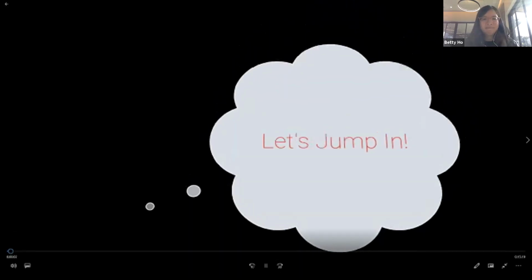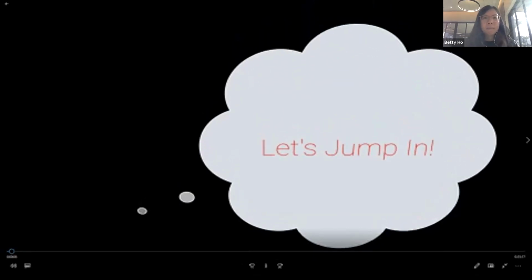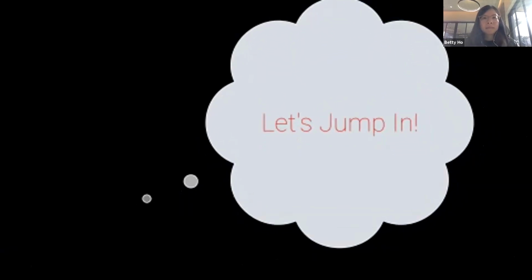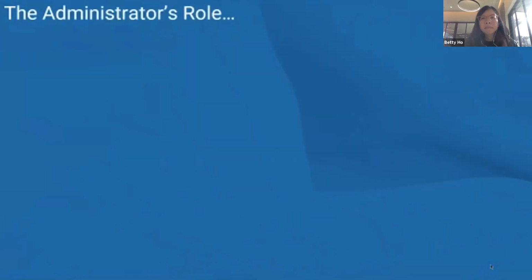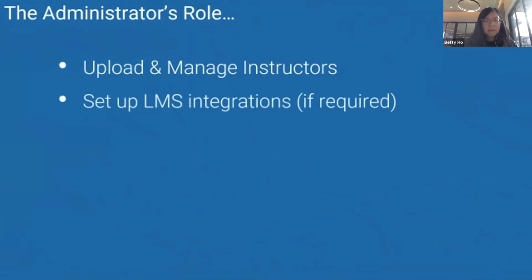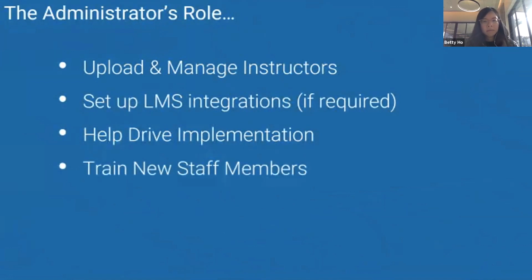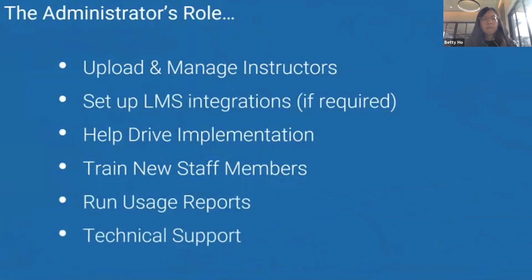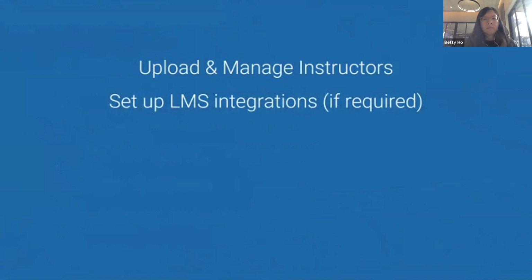So what is the admin's role in all this? Well, at the basic level, the admin uploads the instructor's information or gets the integration set up. This is the most crucial part because without this, none of the instructors can use Turnitin. Admins are absolutely crucial for implementing the system. Admins may also want to take part in training new staff members, and they are usually the person asked about usage reports or help if something goes wrong.